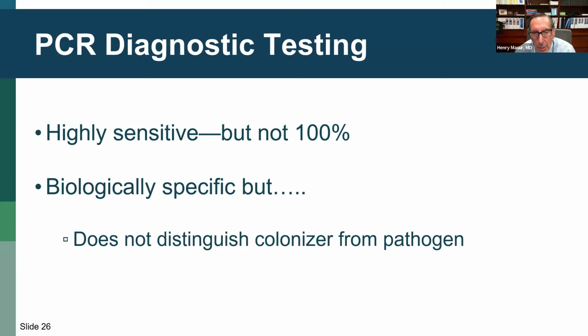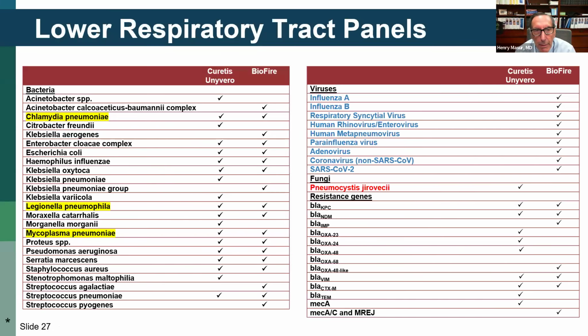So when you find an organism by PCR, how certain can you be that it's the cause of the syndrome you're trying to evaluate and not a fellow traveler? So I'm going to show you two panels, a respiratory tract panel and a CSF panel. These are panels from two of the commercial vendors, and it shows you what the organisms are, bacteria on the left, viruses on the right, followed by a fungus and some resistant genes.